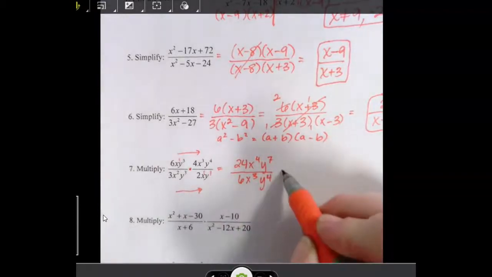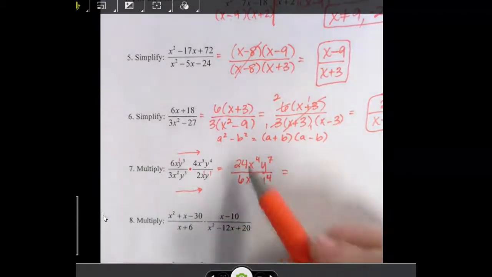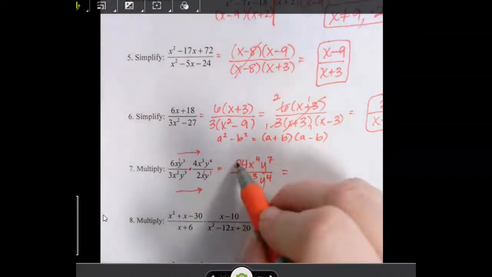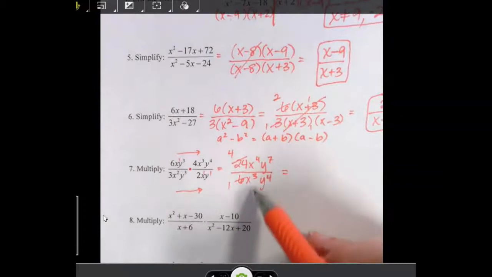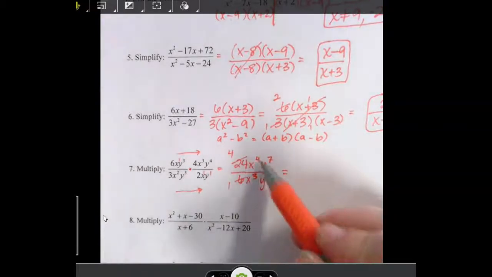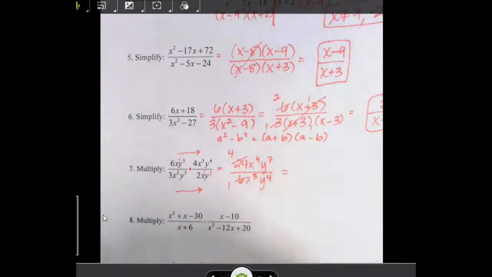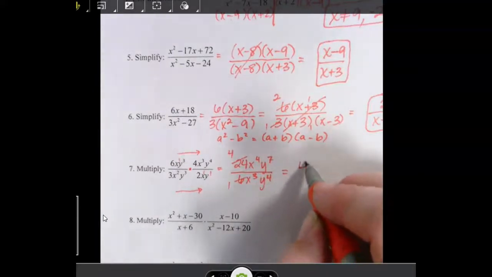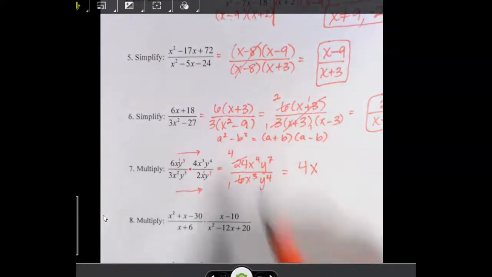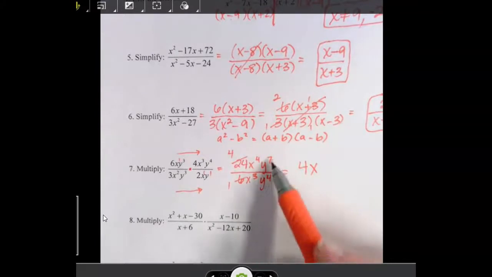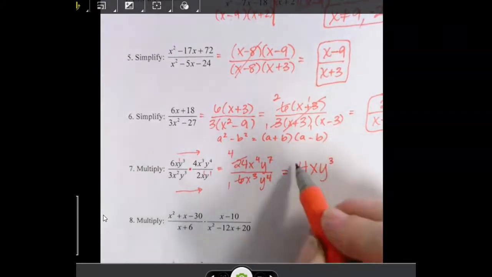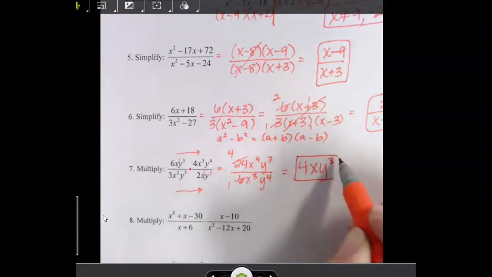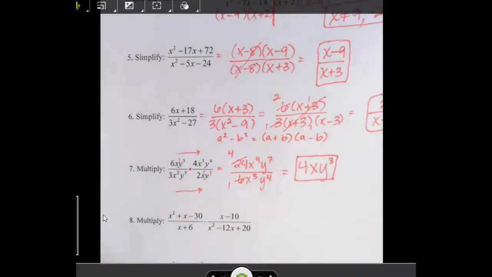So now to reduce this, reduce the numbers, 24 over 6 would reduce to 4 over 1. And then the rule for dividing exponent terms is subtract the exponents. So here, 4 minus 3 would be 1, x to the 1. So I have a 4 x to the 1. And then if I subtract these, 7 minus 4 is 3, y to the 3rd. And the denominator just contains a 1, so I don't need to write it.